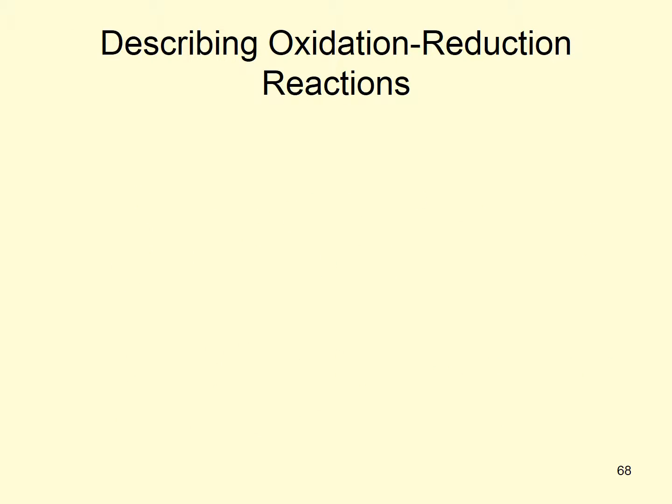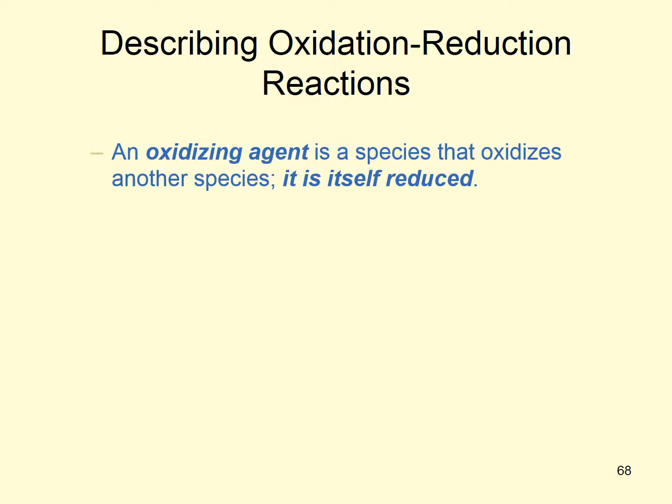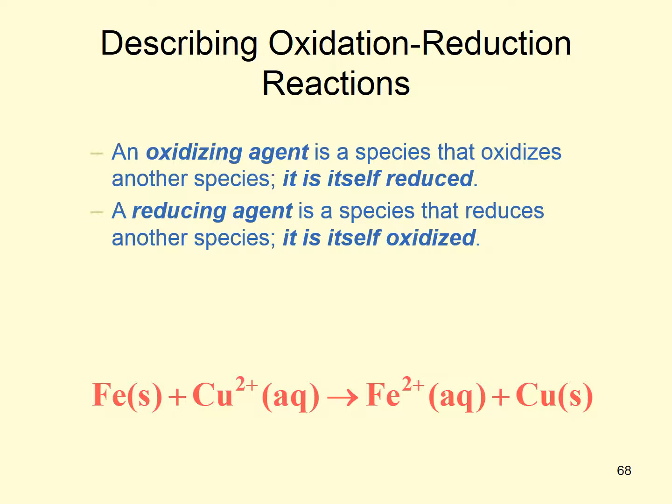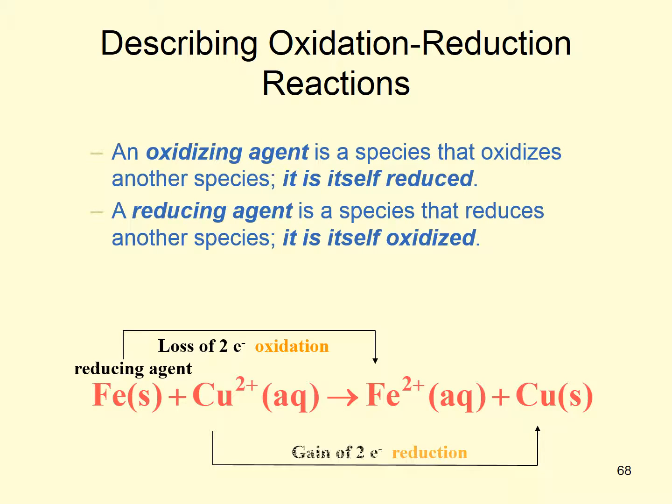Okay, so sometimes we also use the term oxidizing agent. So an oxidizing agent is something that oxidizes something else, and it itself is reduced. And then the opposite, a reducing agent, is something that reduces something else, and it is itself oxidized. So in this equation, the iron, which is oxidized, is actually the reducing agent, and the copper, which is reduced, is actually the oxidizing agent. So just flip that around.